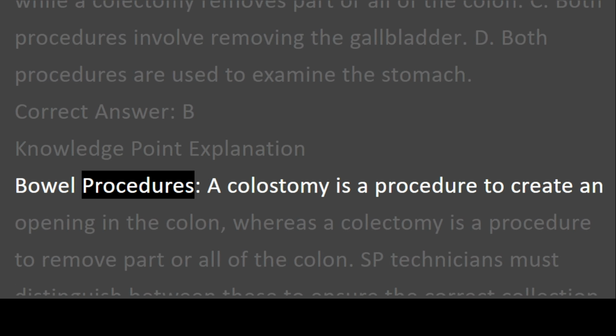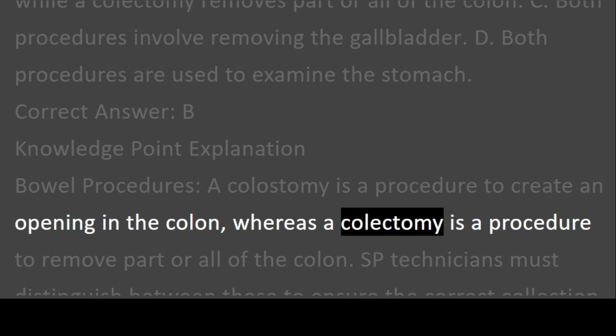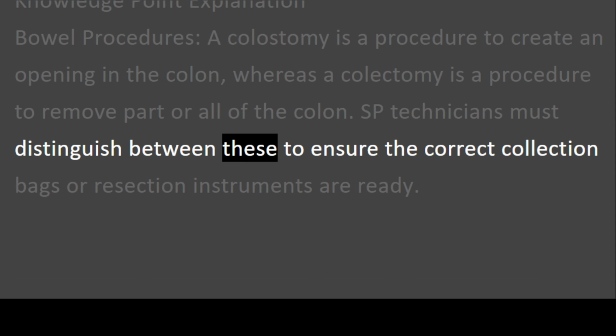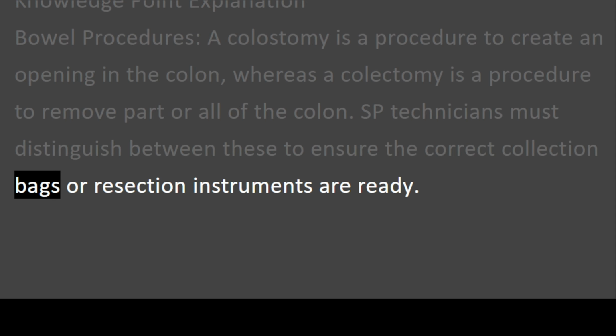Bowel procedures. A colostomy is a procedure to create an opening in the colon, whereas a colectomy is a procedure to remove part or all of the colon. SP technicians must distinguish between these to ensure the correct collection bags or resection instruments are ready.